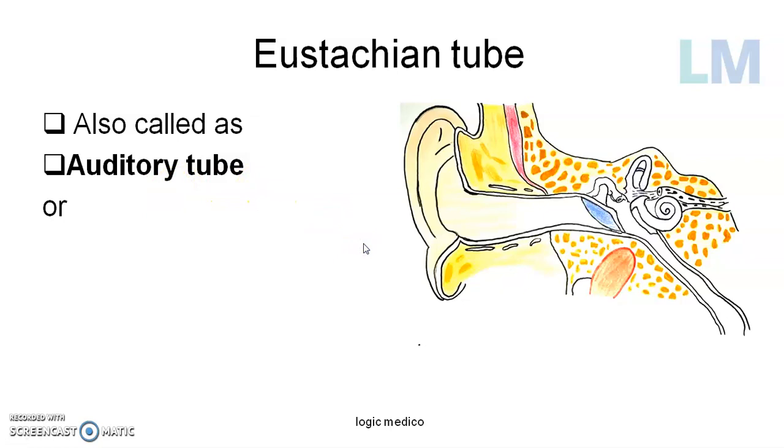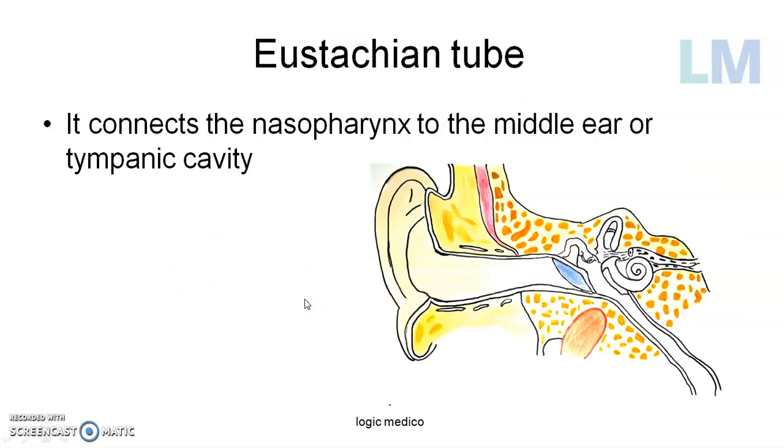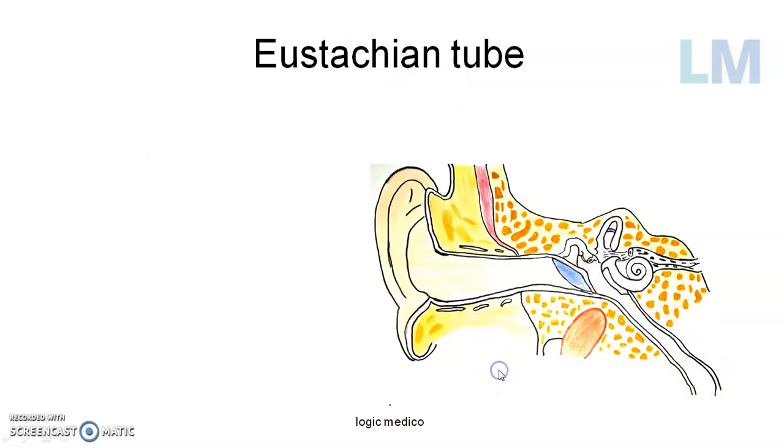It is also called by another name. It's called pharyngotympanic tube. Pharyngotympanic tube is straightforward. It connects the pharynx, to be specific nasopharynx, to the middle ear cavity, also called tympanic cavity. When it connects pharynx to tympanic cavity, what will you call it as? Pharyngotympanic tube. It connects the nasopharynx to the tympanic cavity. So from where to where does it exist? From the nasopharynx to the tympanic cavity or the middle ear.